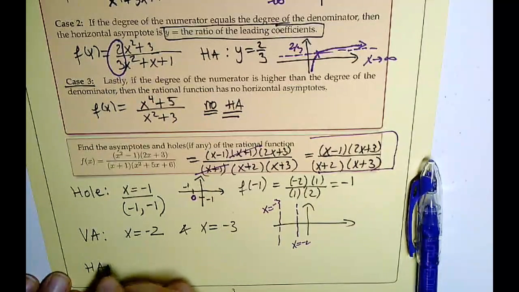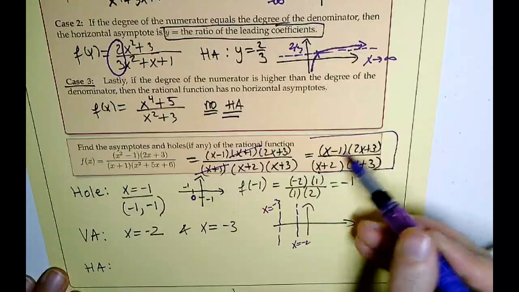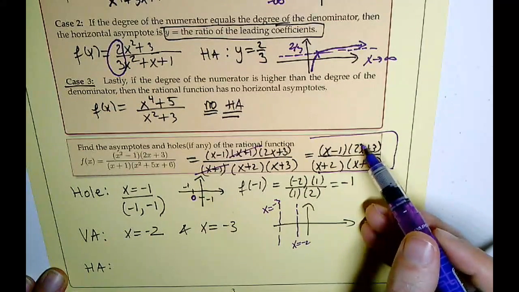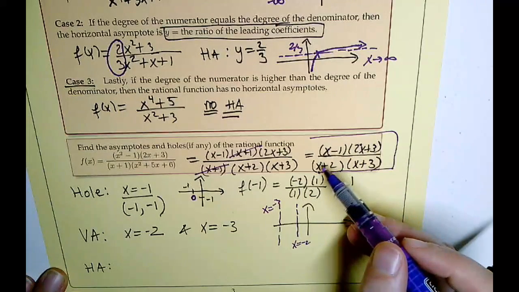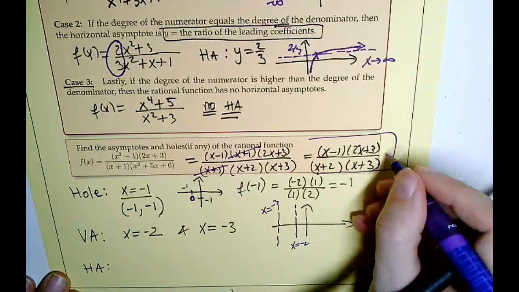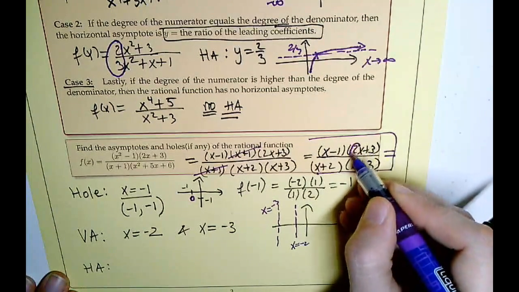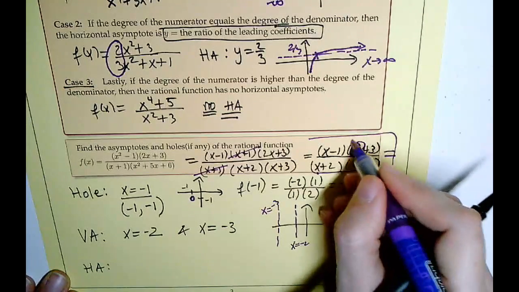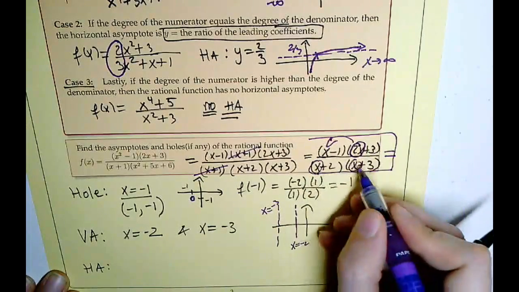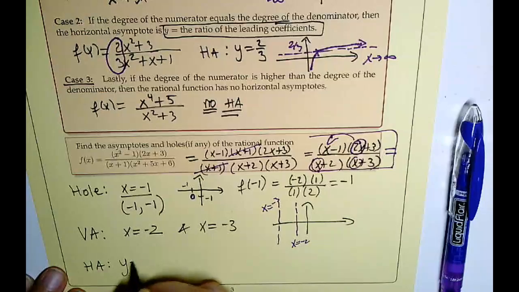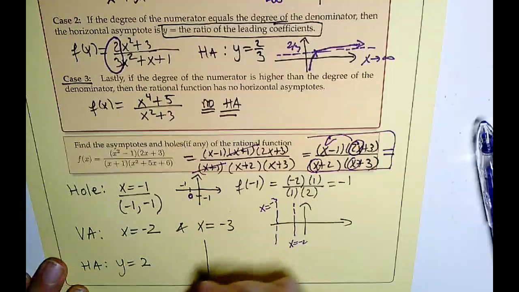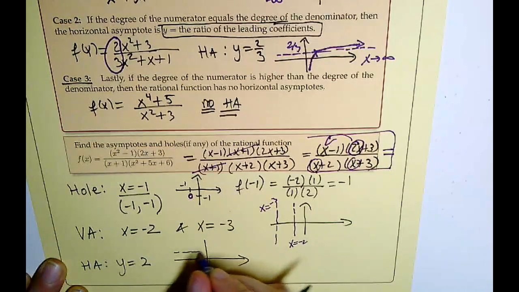And finally, the horizontal asymptote. What's the degree of the top? The degree of the top is going to be 2 because I'm going to have an x times a 2x, which gives me 2x squared. And the degree of the bottom is also 2 because I'm going to have an x times an x. So what is the ratio of the leading coefficients? The leading coefficient comes from multiplying this 2x with this x, so the leading coefficient at the top is 2. At the bottom, the leading coefficient is going to be 1. So the horizontal asymptote is y equals 2 over 1, which is 2. The horizontal asymptote is going to happen right here.